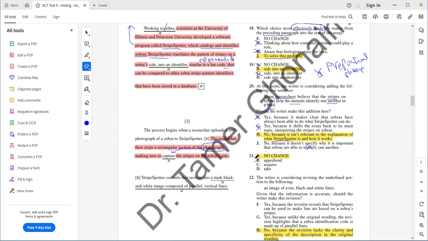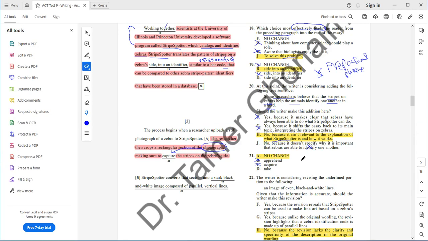So apprehend and acquire are going to be wrong. Here we're talking about capturing the stripes as they start appearing. So it's take the stripes, or capture the stripes. Streamer Adam. Yes, yes.